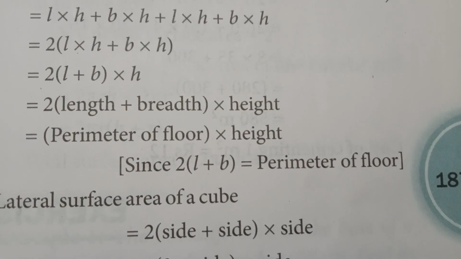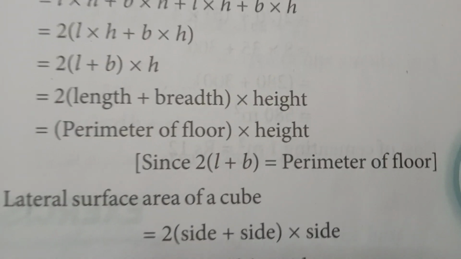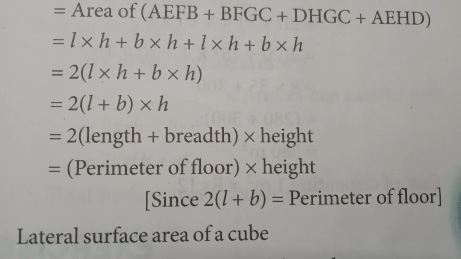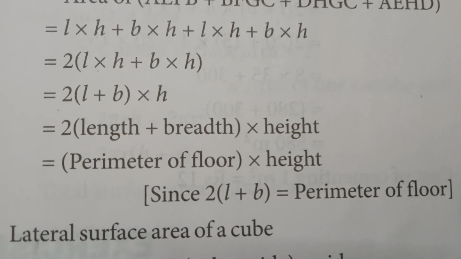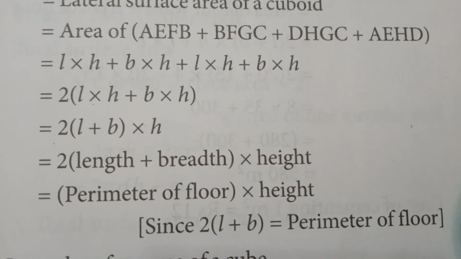Perimeter of a rectangle, or perimeter of the floor, into height is nothing but the area of 4 walls, which is the lateral surface area of a cuboid, 2H into (L plus B).